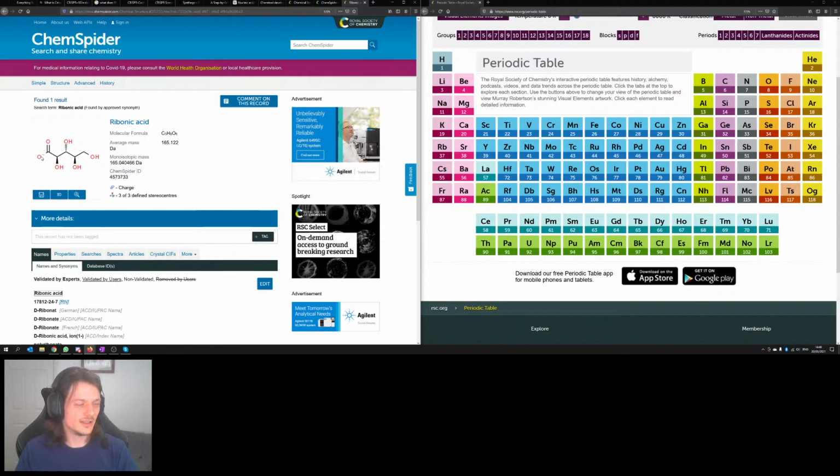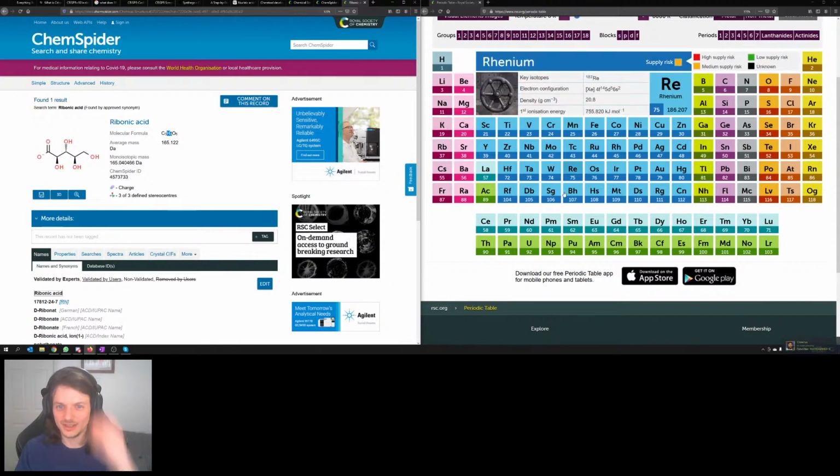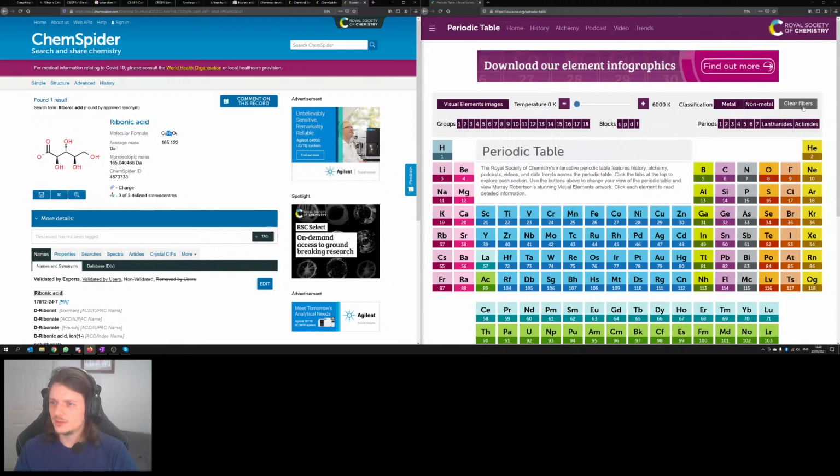Okay, so in this case, there's 5 carbons, 9, I guess, hydrogens. Let's just double check. Hydrogen, yes. And then 6 oxygens. Oh, yes, makes sense. Now what does this actually say? It says key isotopes 1H, 2H. Are there any helpers here? What do these mean?